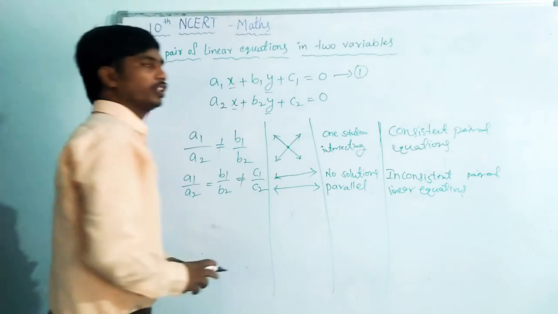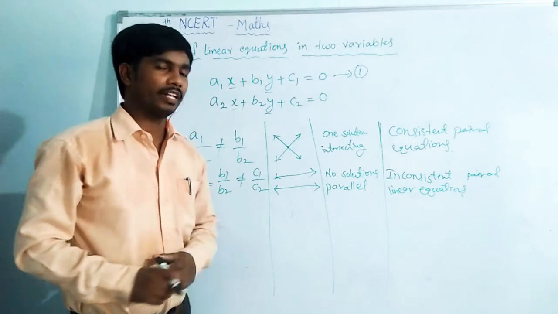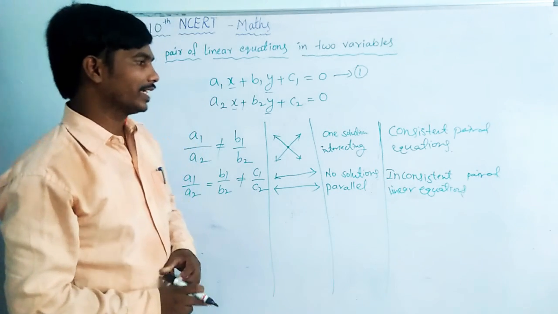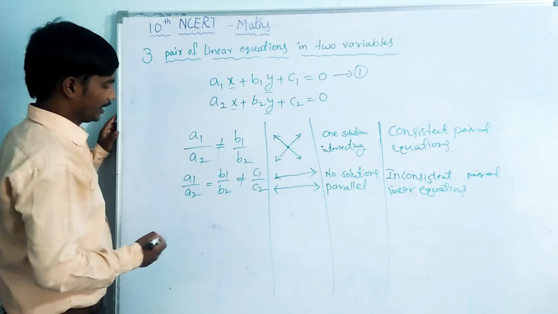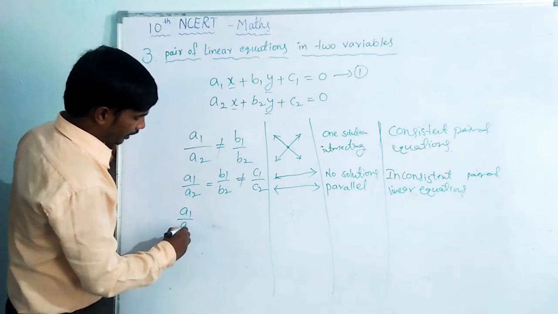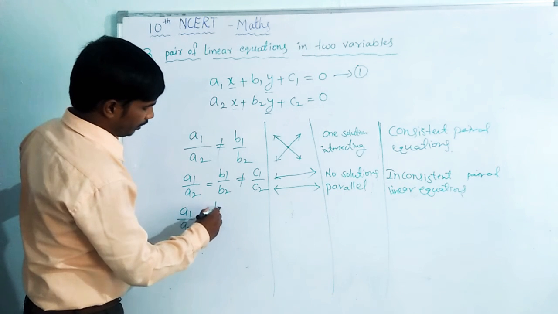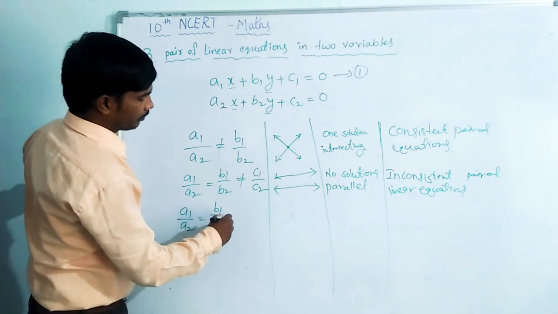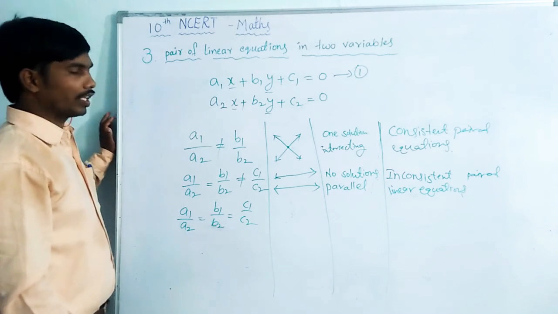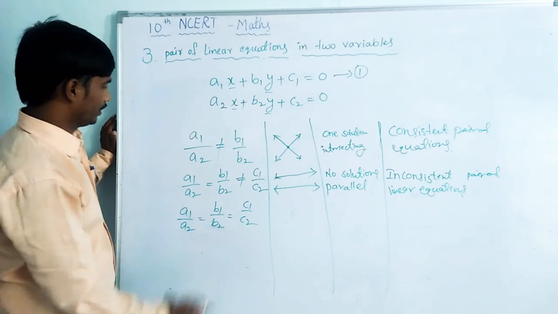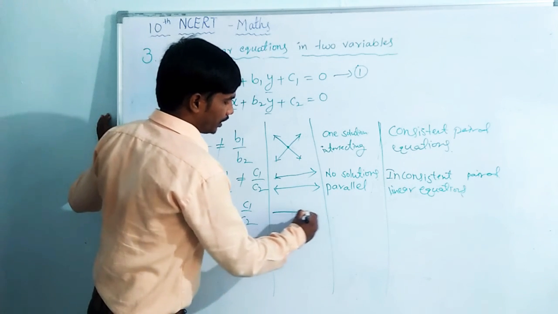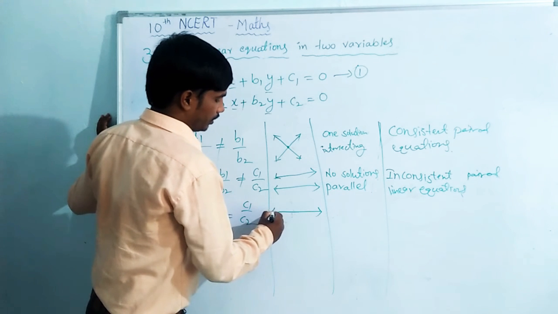If they have one solution, we call it a consistent pair of linear equations. If no solution, we call it an inconsistent pair of linear equations. Next, third one: a1 by a2 equal to b1 by b2 equal to c1 by c2. If all the ratios are equal, then the pair of linear equations coincide with each other.